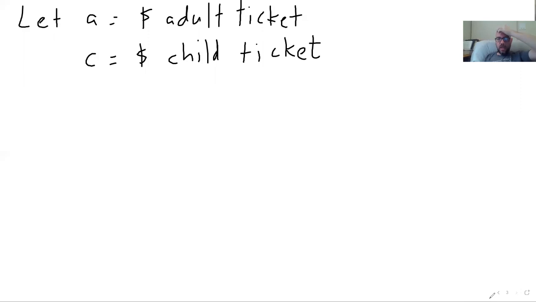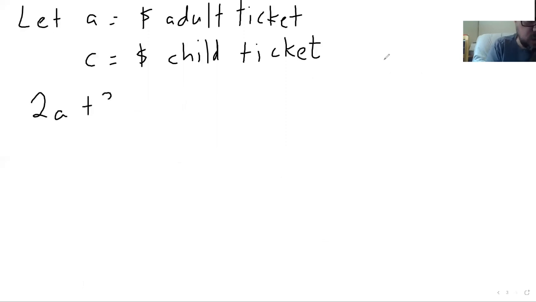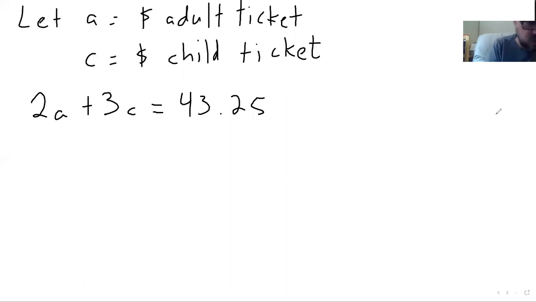Okay, then I can use my 2 setups here, the Lopez family and the Smith family. So the Lopez family, 2 parents and 3 kids go to the movie. So they have to buy 2 adult tickets and 3 child's tickets. And that ends up costing $43.25. So I can say that 2A plus 3C is $43.25. Similarly, 1 parent, 2 kids. So I've got 1A, so A, plus 2C is $25. A plus 2C equals 25. And I've got my system of equations.